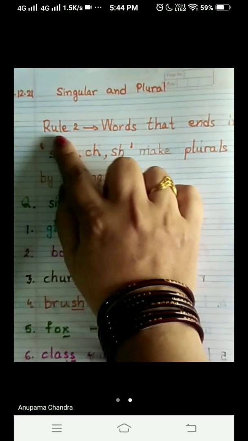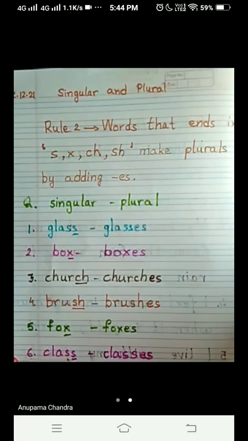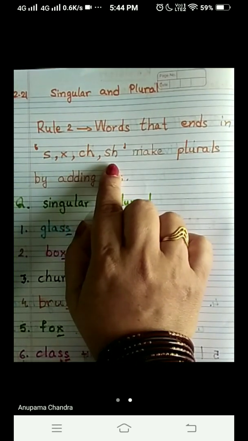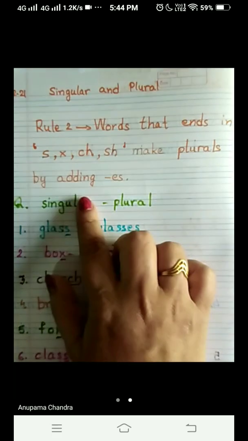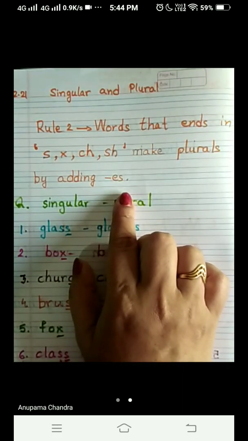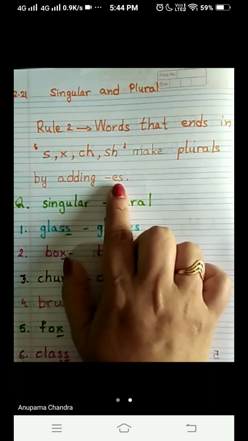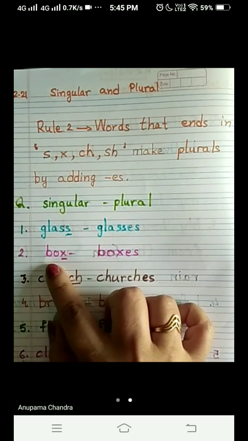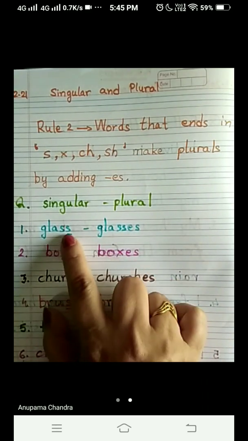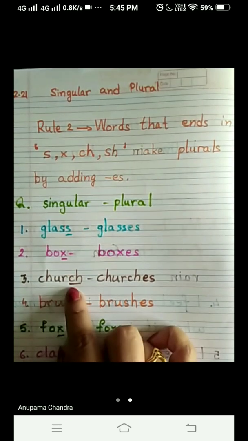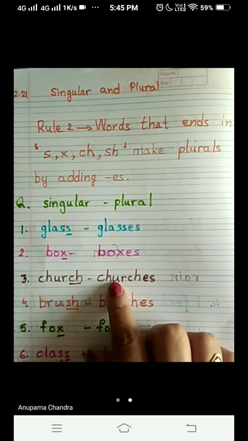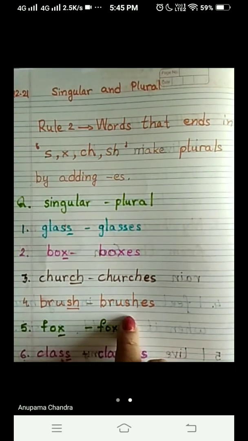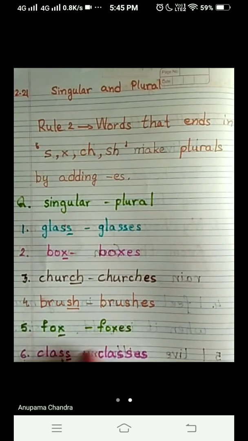So this is rule number 2, children. Words that end in s, x, ch or sh make plural by adding es. What was rule number 1? We have to add s. Now here we have to add es. Let's see. Singular, plural. Glass, glasses. Box, boxes. Check out the last letters s, x. Church, ch is the last letter. Churches. Brush, sh. Brushes. Fox, foxes. Class, classes.